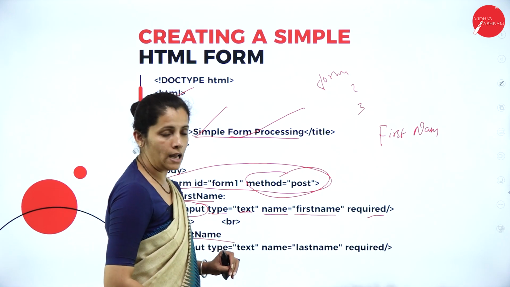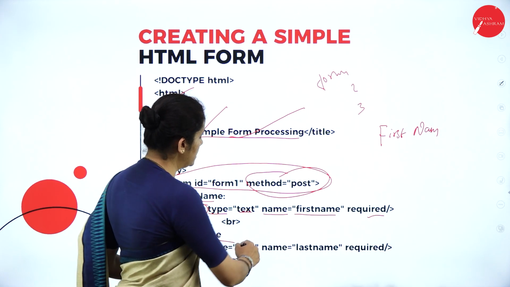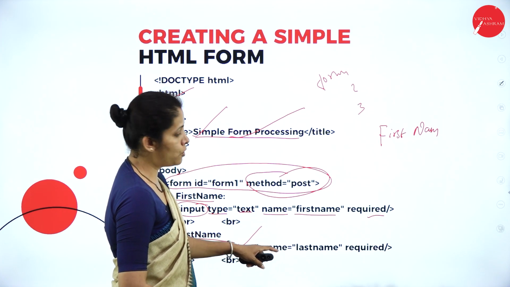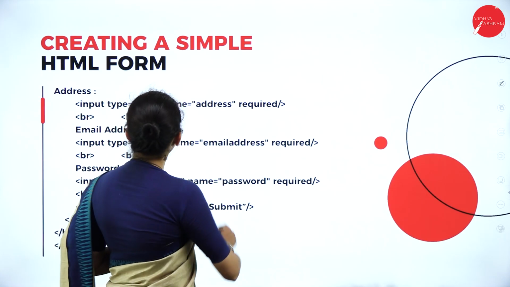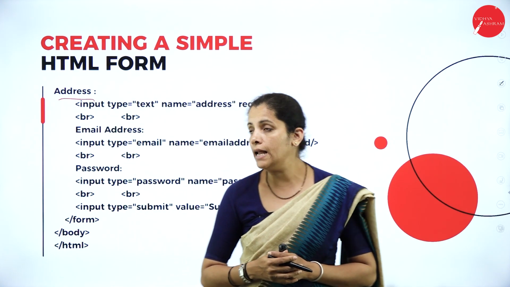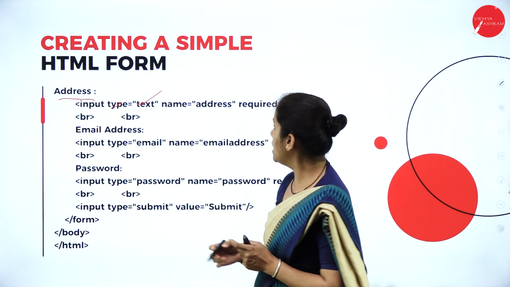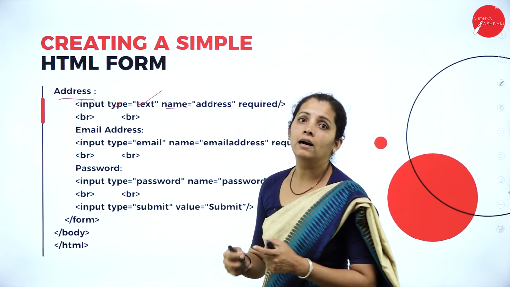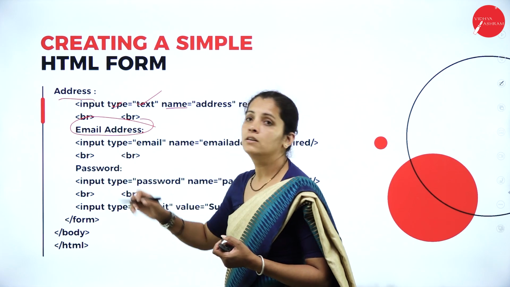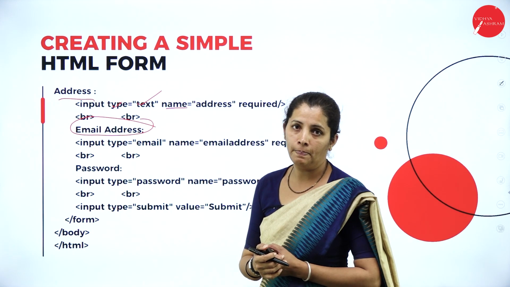Then in the next line, I want to get the last name. To enter the last name, once again I'm considering the text box. What is the name of the text box? That's the last name. Then I want to get the address. It is multi-line, right? So input, type text area, name address. Then email address. What kind of control can I have? The control is email.